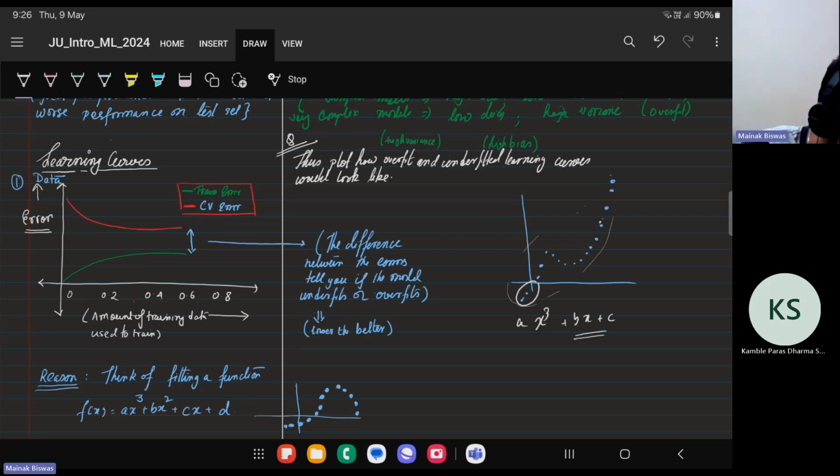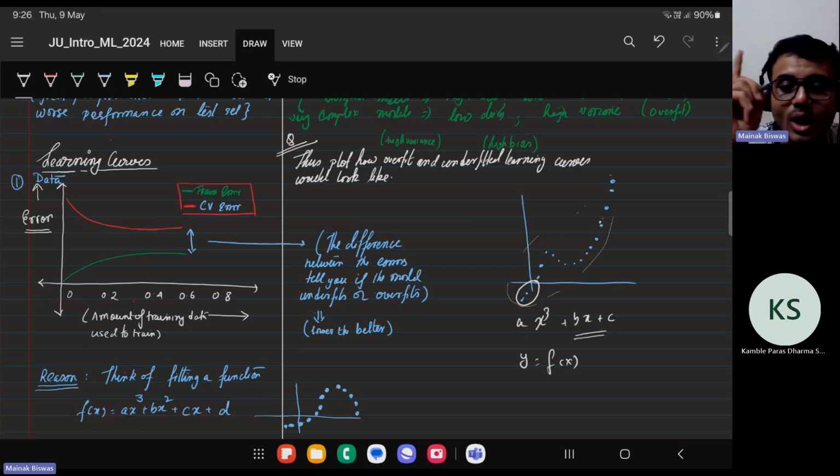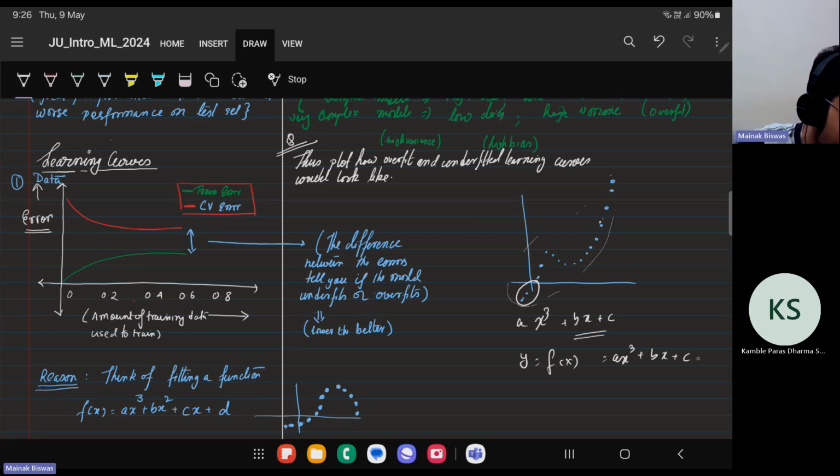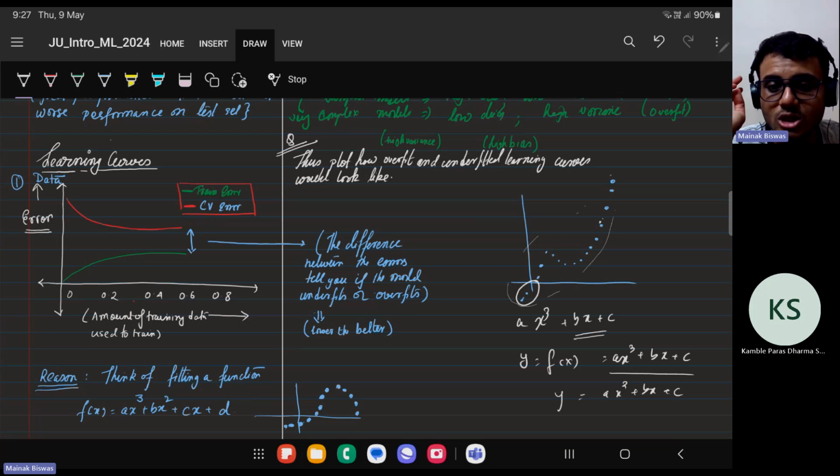If y is equal to f of x and there is only one data point, what will happen? I can simply put ax cube plus bx plus c equal to y, so you can have infinite solutions to this problem. You will be able to fit it easily. Up to 3 data points, you'll be able to fit this completely.